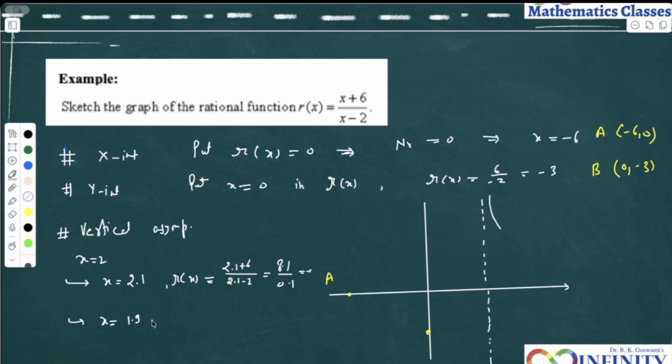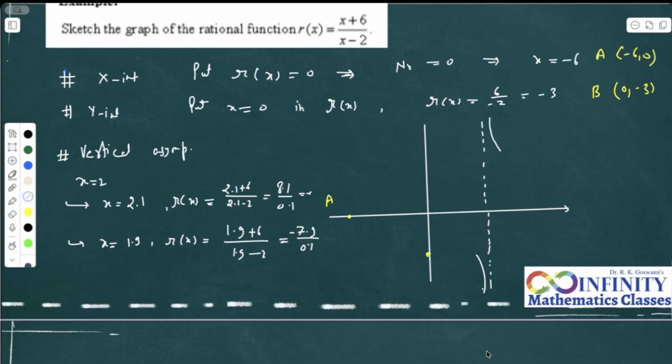Okay. So if you put x equals 1.9, that is going to be (1.9 plus 6) divided by (1.9 minus 2). So what is the observation there? The graph is going to be 7.9 divided by 0.1, but the sign is negative. That means my graph is somewhere here. So I get the positions. Any doubt? Okay.